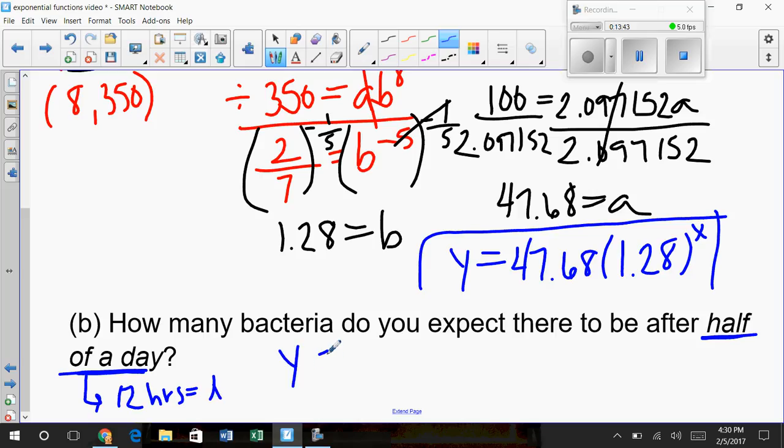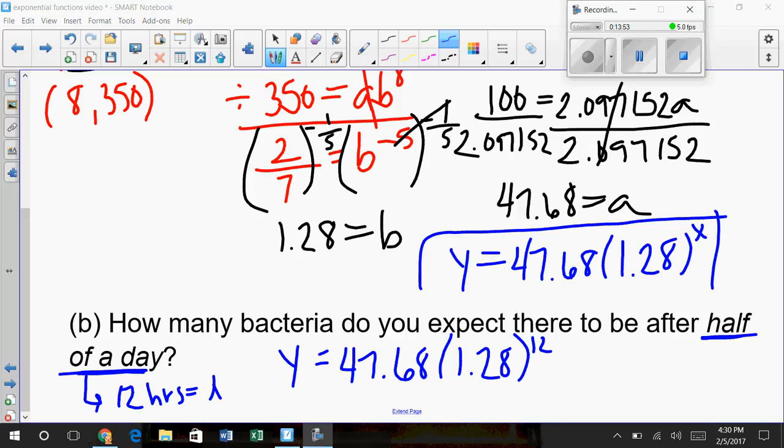So I'm going to write it out. And I'm plugging in that 12 in the exponent spot. And I'm just plugging this in my calculator. So I get a big long decimal. This is bacteria though, which means it's a living thing. I should really stick to the whole number. So I'm rounding it down to 922 bacteria.